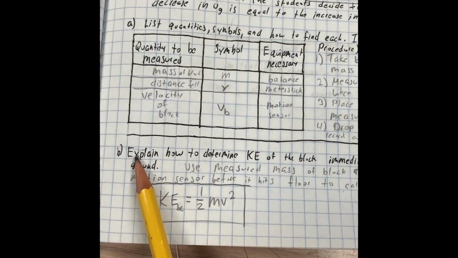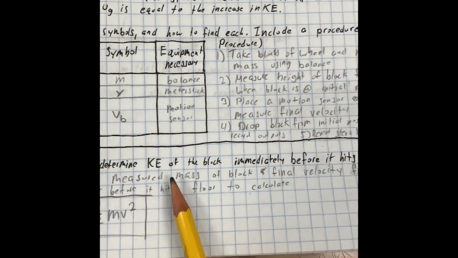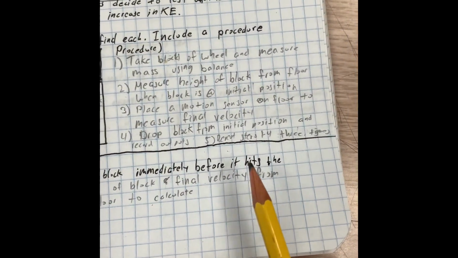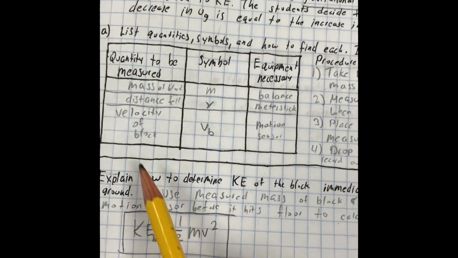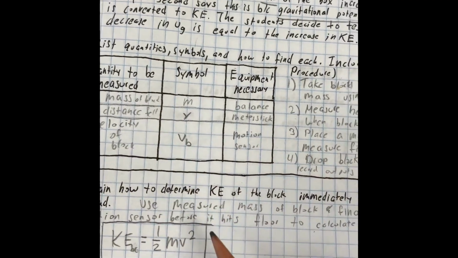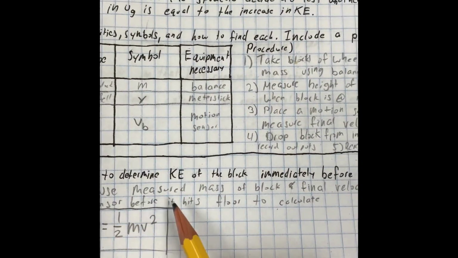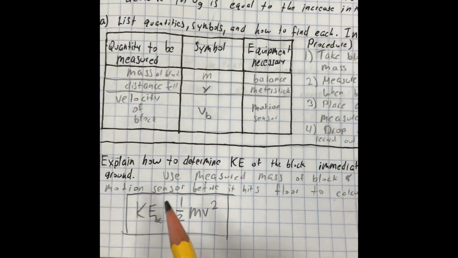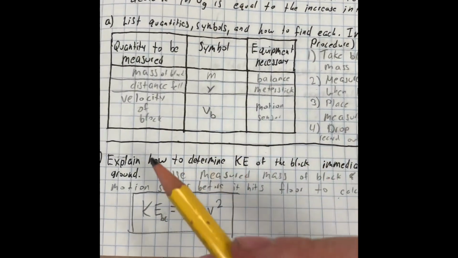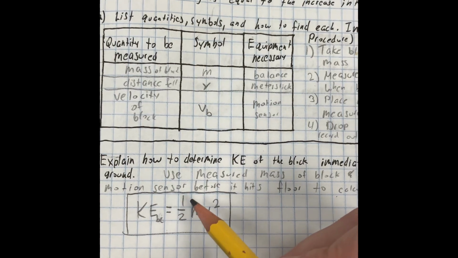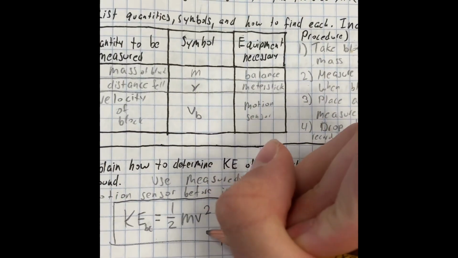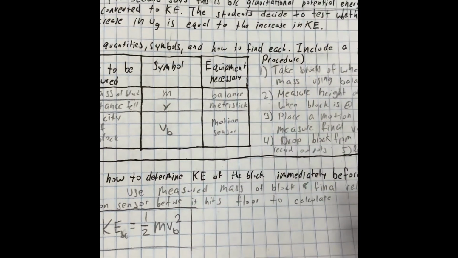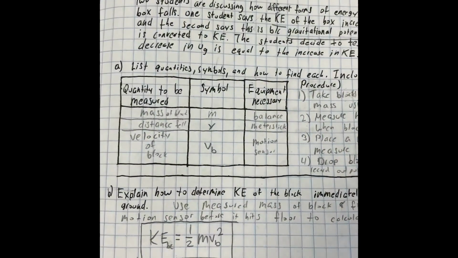And then the next part asks to explain how to determine the kinetic energy of the block immediately before it hits the ground. You have to use what you did in quantities to be measured. So I did use measured mass of the block and the final velocity from motion sensor before it hits to calculate kinetic energy before contact is equal to 1/2 mv squared. This would be mv of block squared. So that would have gotten the point for that.